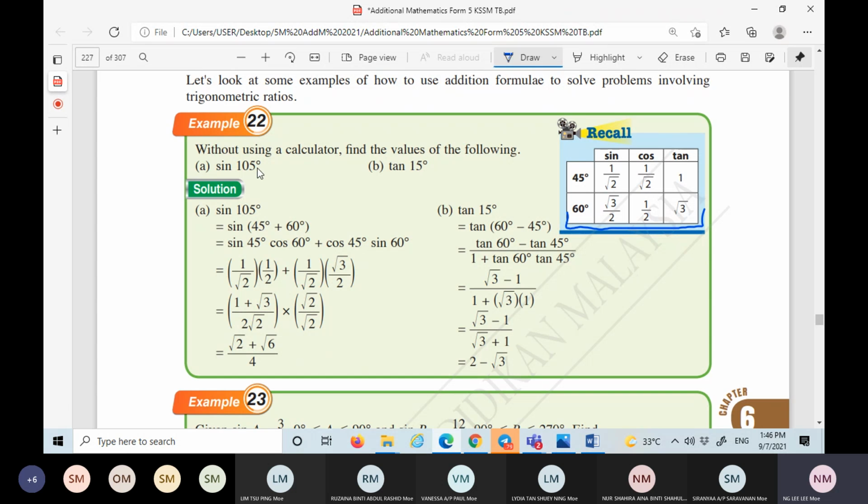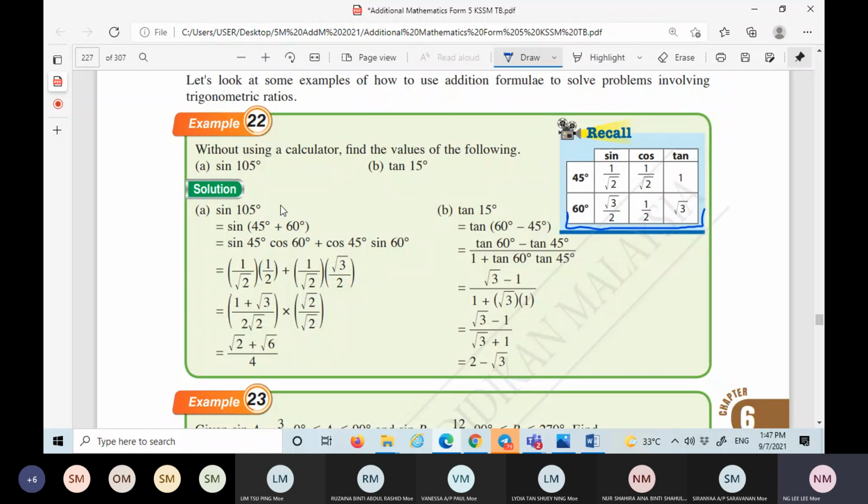So how do we start? 105. Make use of the addition formula. You have to break 105 into 2 angles. It's either A plus B, not A minus B. The A and the B that you choose must be special angles. So here they choose 45 and 60. These two are special angles, and 45 plus 60 is 105.